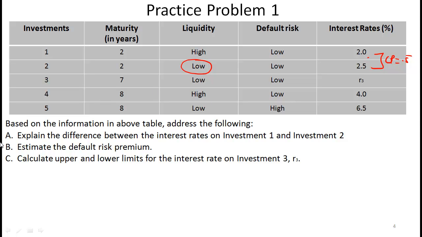So we've essentially done part A. Explain the difference between the interest rate on investment 1 and investment 2. Then investment 3 has a longer maturity of 7 years. Liquidity is low, default risk is low, and the interest rate is not given. Then 4 and 5, you can see the data. What I want you to do now is part B. Estimate the default risk premium. Can you do this?